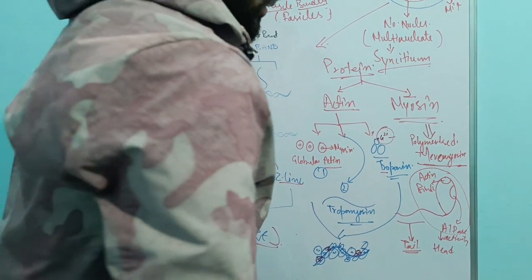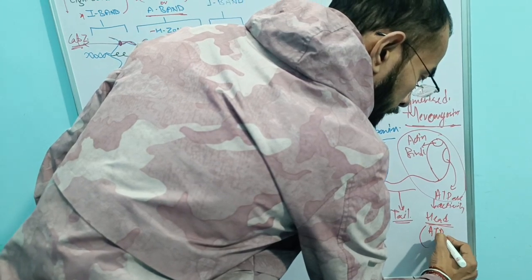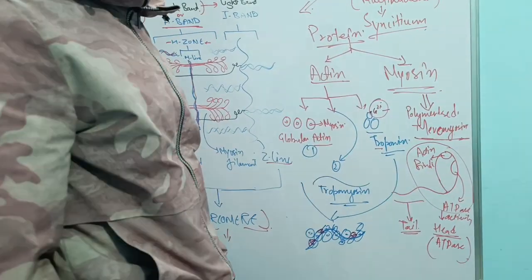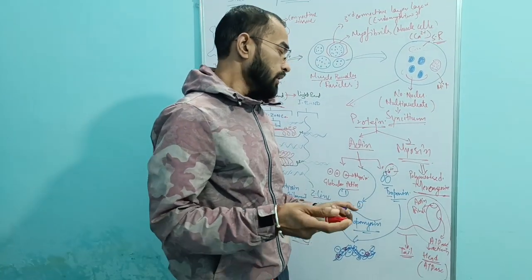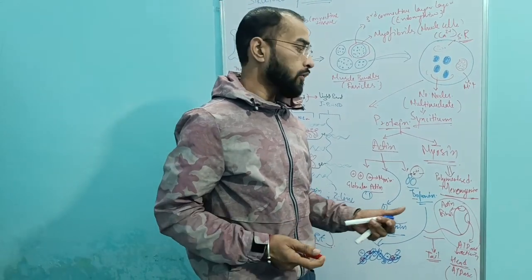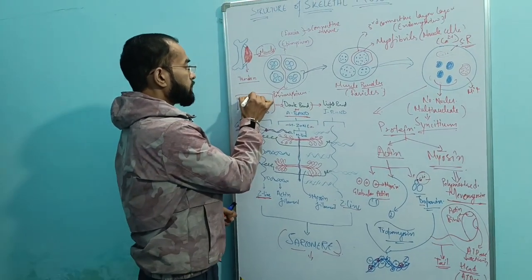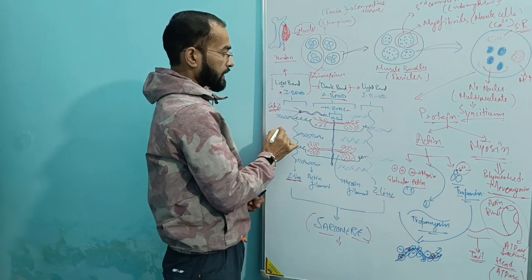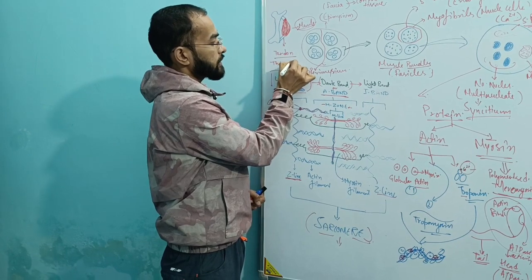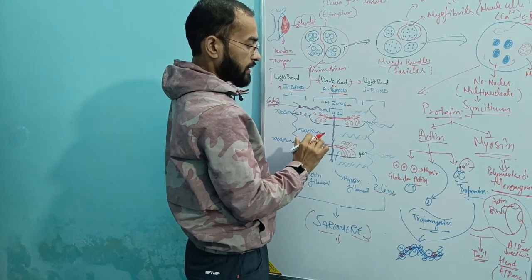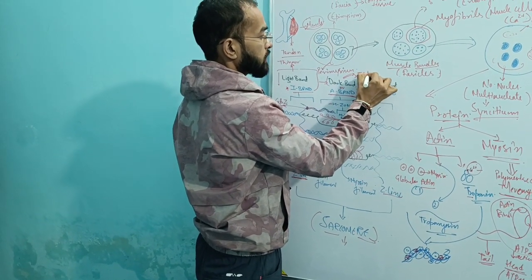So the head has the activity of ATPase, that is, it hydrolyzes the ATP and converts it into ADP and inorganic phosphate, or it attaches the ADP with the inorganic phosphate and converts it into ATP. Light band is formed by the actin filament and is also known as I band, and actin filaments are thinner filaments, and dark band is formed by the myosin filament, and myosin is also known as the thicker filament.